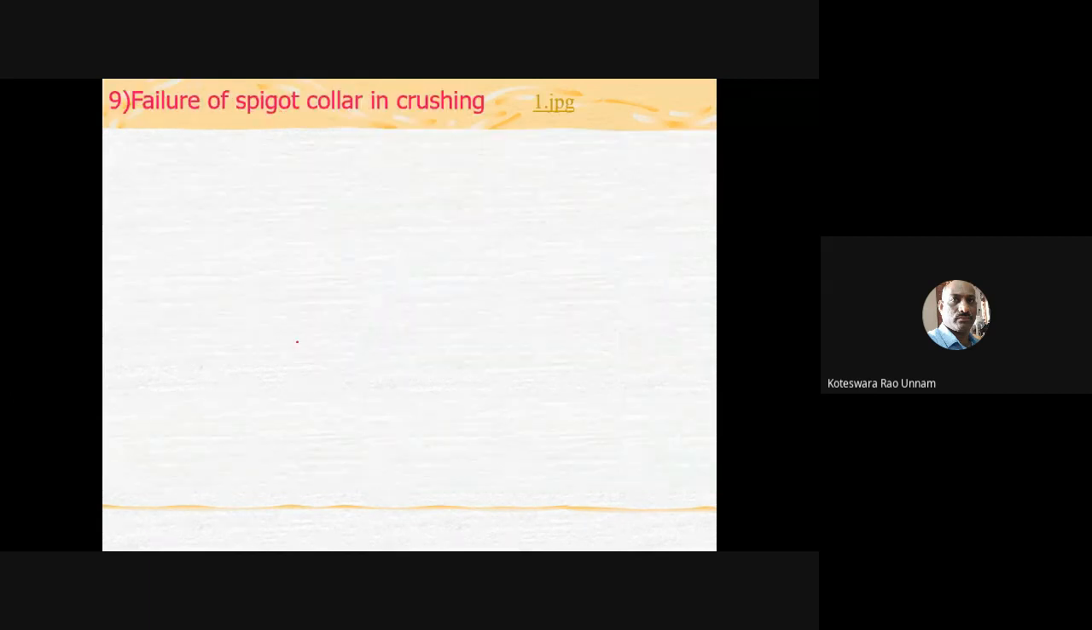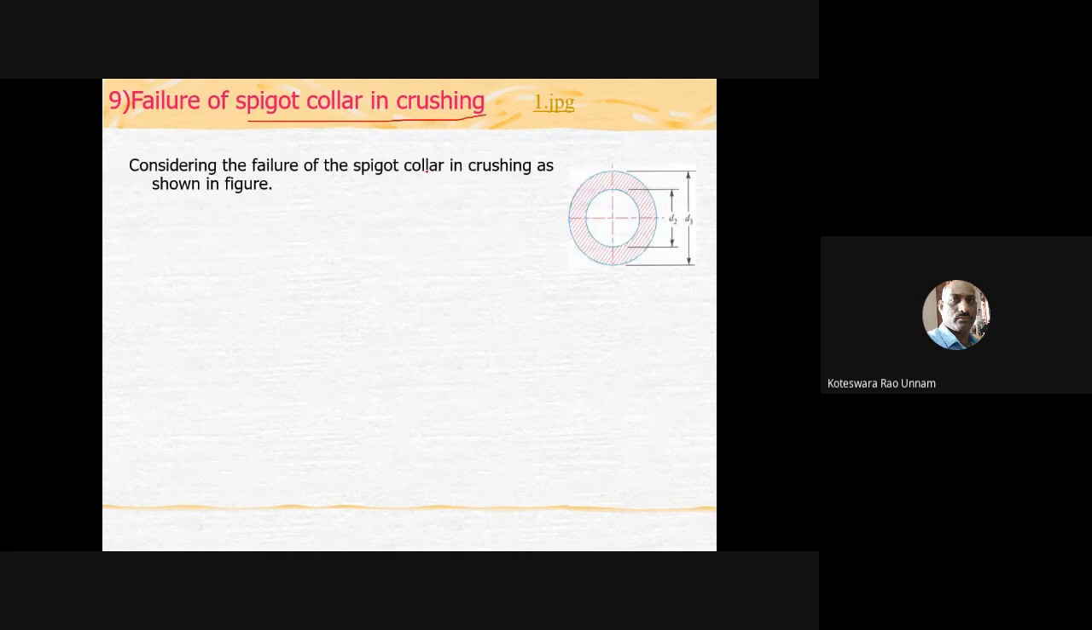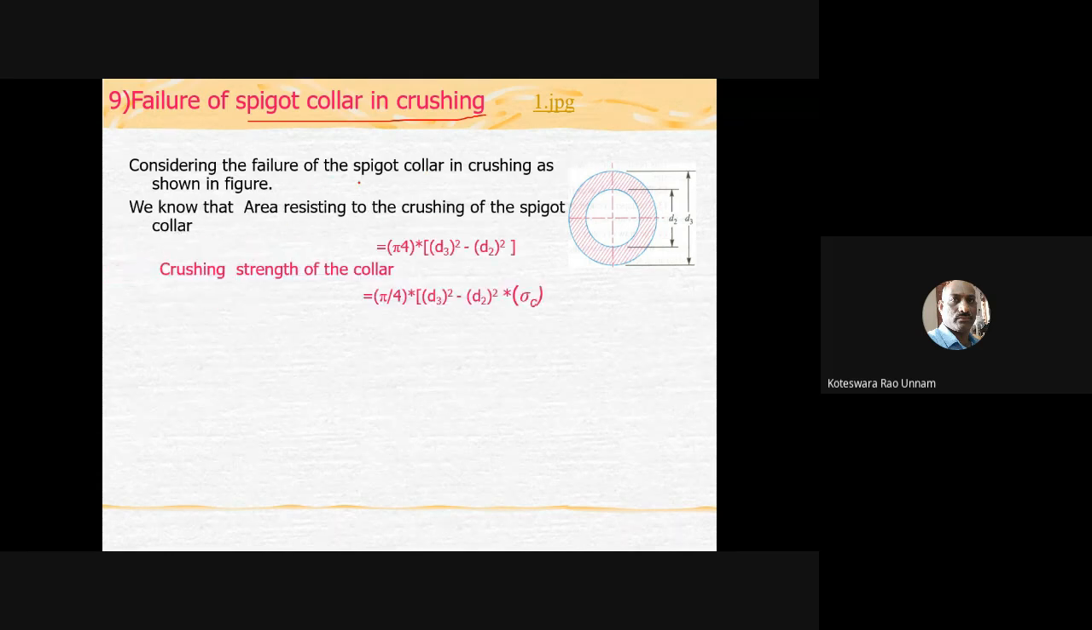Then failure of spigot collar in crushing. We already calculated those dimensions, so there is no need to calculate anything. We'll just check the crushing strength. That is the only thing we need to do here. So this is our collar, and the collar has diameters D2 and D3.